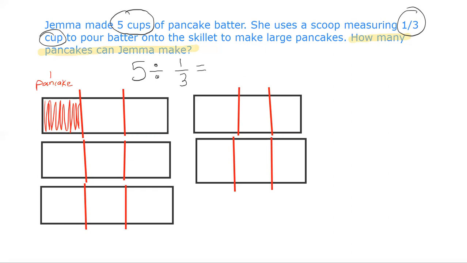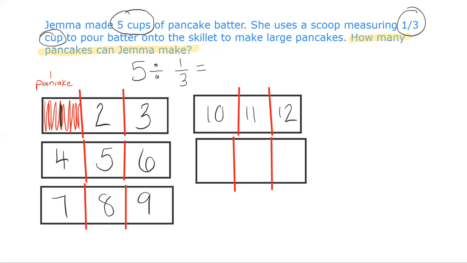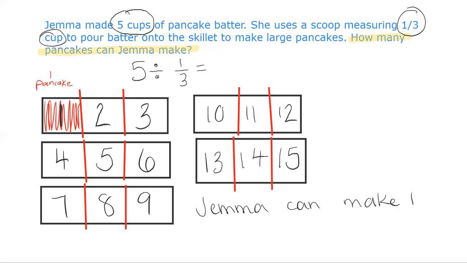So how many pancakes do we have altogether? Well, let's count them up. We have 1, 2, 3 pancakes, 4, 5, 6, 7, 8, 9, 10, 11, 12, 13, 14, 15. So we know that Gemma can make 15 pancakes. That means 5 divided by 1/3 is equal to 15.